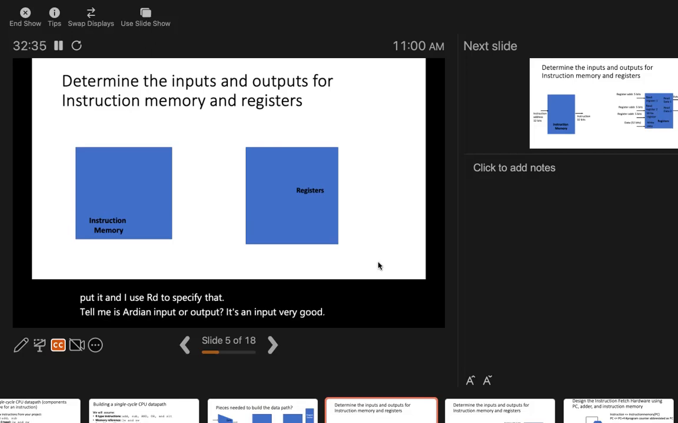What are the other inputs to your register file? Here, I want to write the value back. So the sum itself, is it an input or an output?